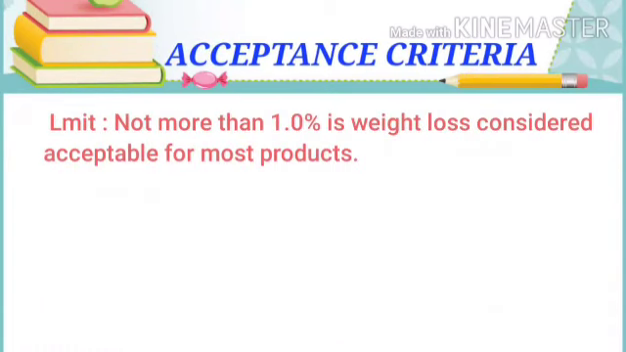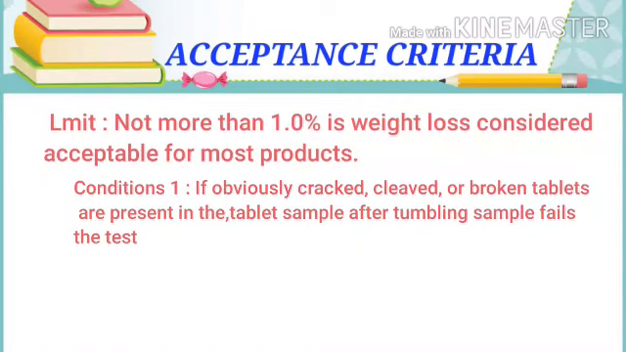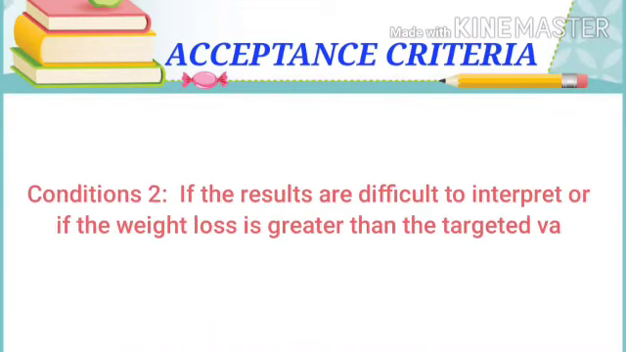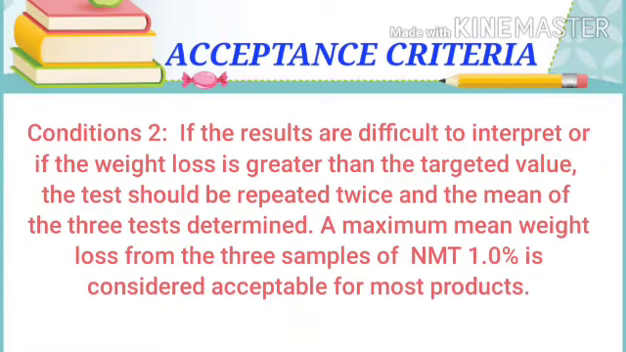Let's discuss the acceptance criteria for the friability test. A limit of not more than 1% weight loss is considered acceptable for most products. Condition 1. If obviously cracked, cleaved or broken tablets are present in the tablet sample after tumbling, the sample fails the test. Condition 2. If the results are difficult to interpret or if the weight loss is greater than the target value, the test should be repeated twice and the mean of the three tests determined. A maximum mean weight loss from the three samples of not more than 1% is considered acceptable for most products.